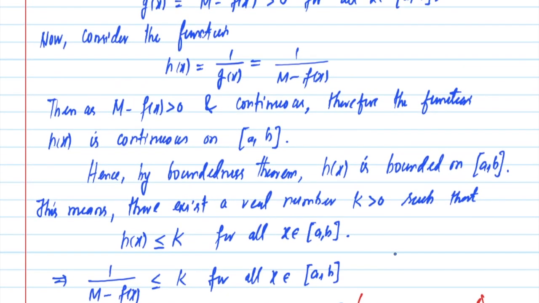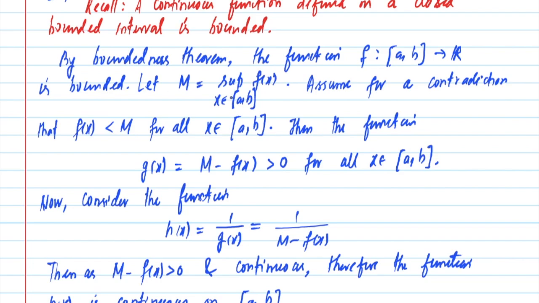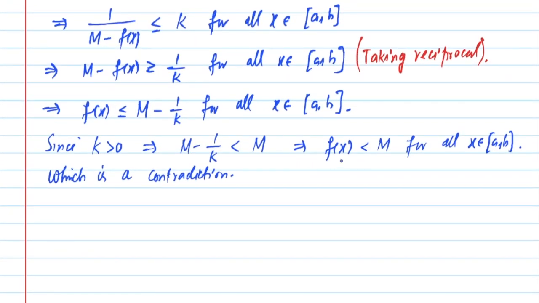We have earlier assumed that the supremum of f(x) is equal to M. But this means that at some point x belonging to [a, b], we have f(x) equal to M. But now we have proved here that f(x) is less than M for every x in [a, b].